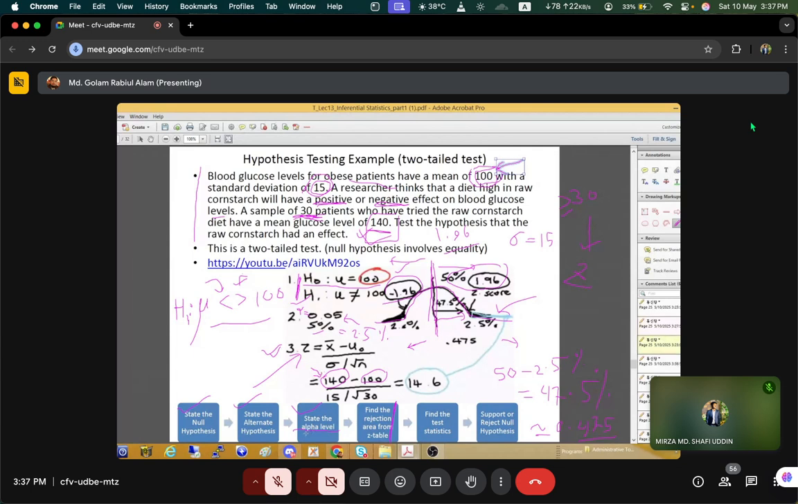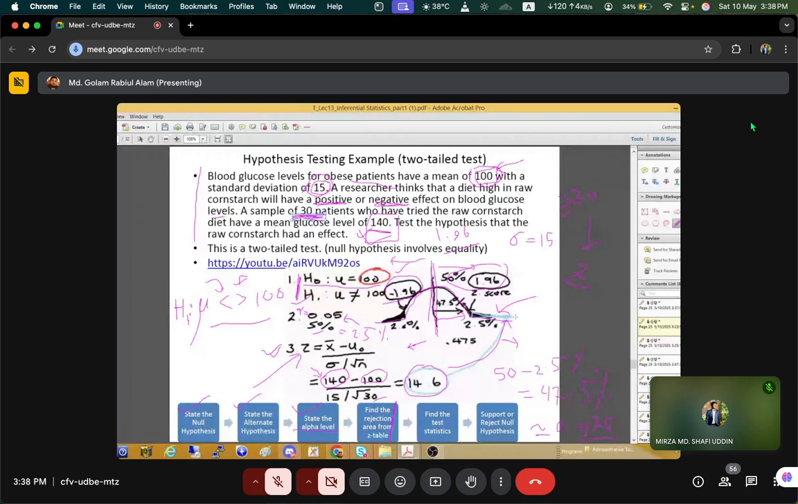And divided by sigma. Sigma is given, the standard deviation sigma is 15, and divided by the square root of n. N is the number of samples, in this case 30. If we do the math, we will get 14.6. So it means it is 14.6 standard deviations. Based on the data, we got 14.6 standard deviations.